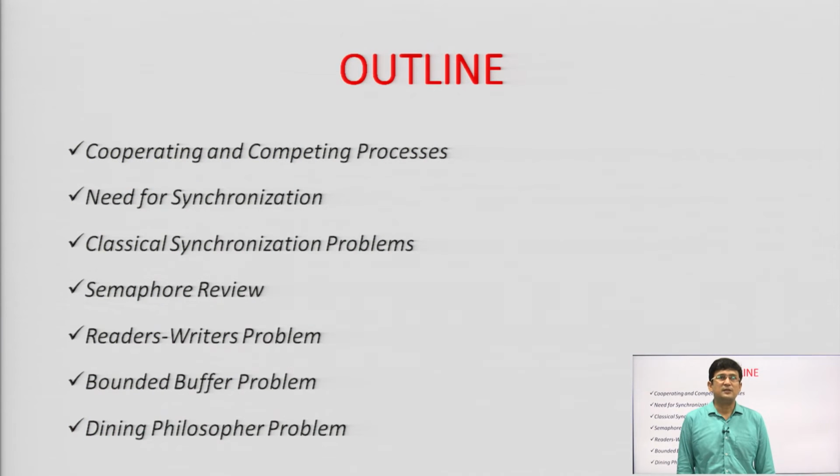Those are the classical synchronization problems, and the meaning of classical is that every computer science synchronization problem will fit into either of these problems. So, the outline of today's lecture will be: we will first discuss the cooperating and the competing processes. We will then discuss the need for synchronization. We will discuss the classical synchronization problems, the semaphores. Then we will discuss the solutions to the readers-writers, bounded buffer and dining philosophers problems.